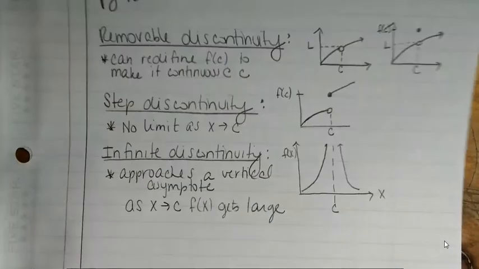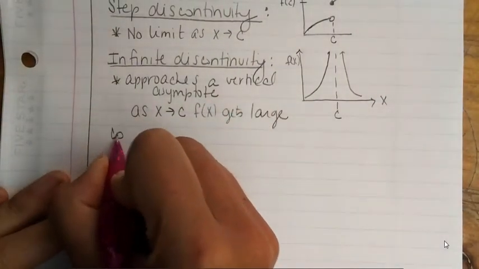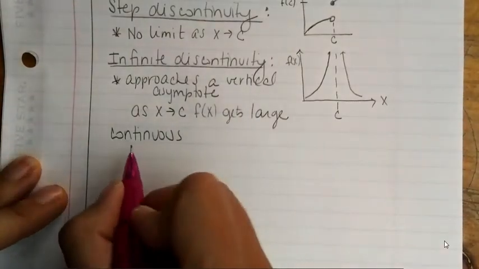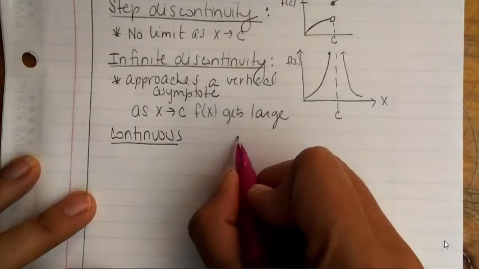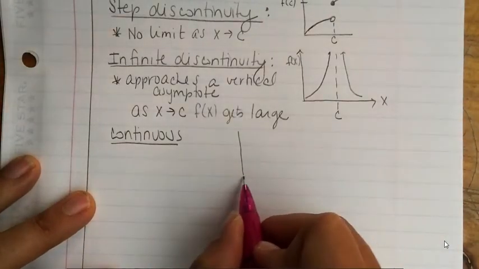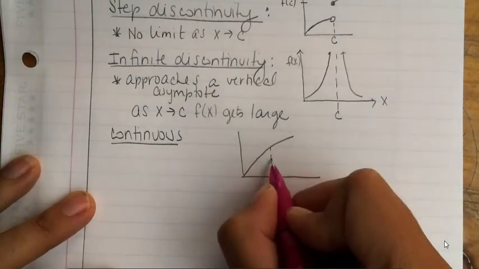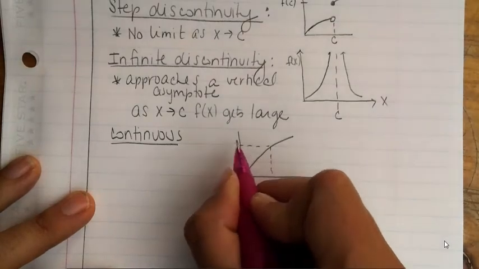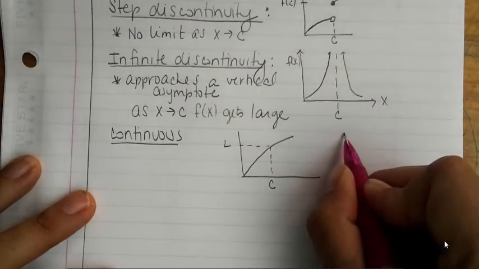And then our last option could be that my function is continuous, so it does not have discontinuity. But there are a couple options for continuous. One of them is your standard function. Oh, look at that function. It's beautiful. It's continuous at C. It gives me a limit, and that limit is whatever f of C is. Oh, it's so perfect.